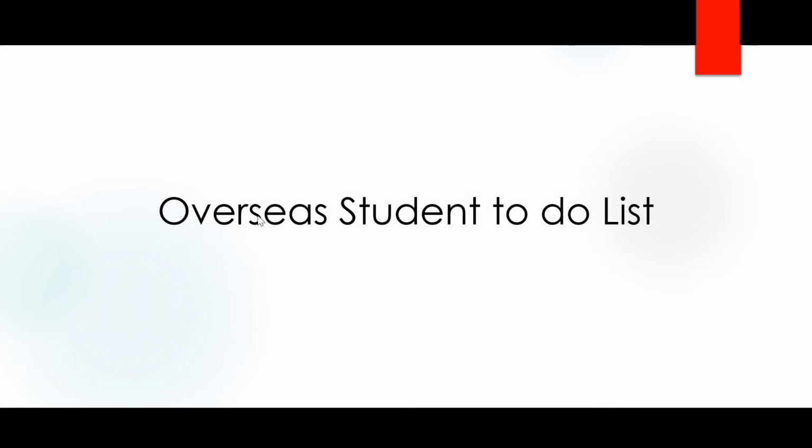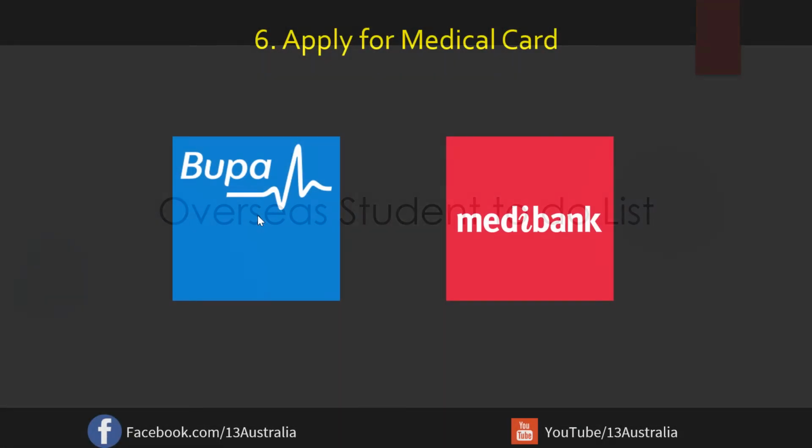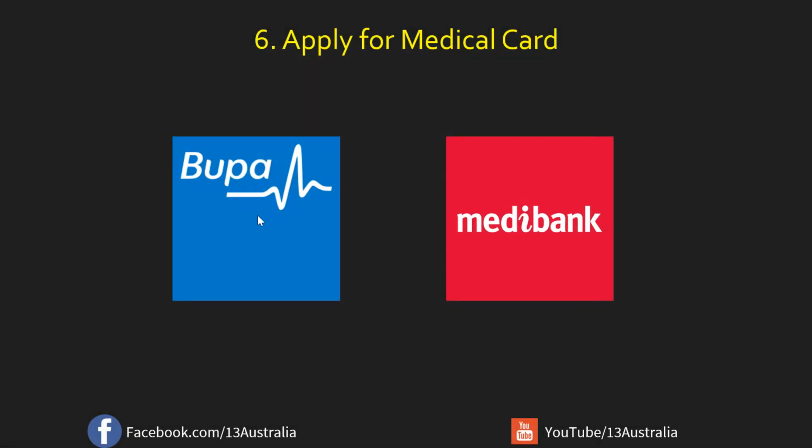Now some specific tasks that overseas students need to do, which I'm putting here in a separate slide. For most overseas students, as a part of the visa processing, you need to buy insurance before you come here. And there are two major insurance companies here. One is called Bupa, one is called Medibank, and Bupa is most popular with overseas students. So there's a good chance that you have got Bupa insurance.